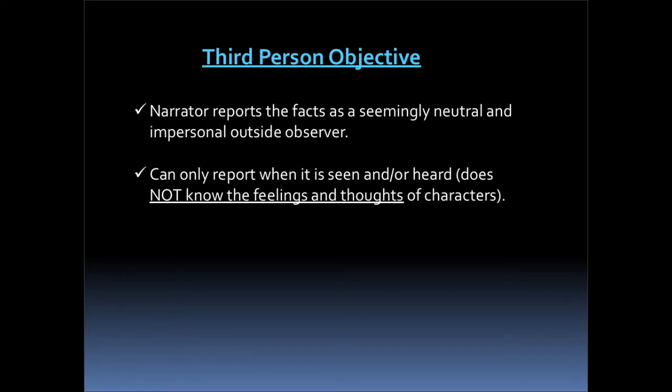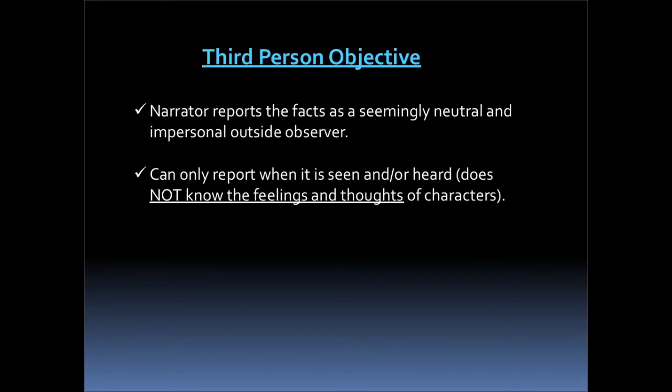It's the same when you are reading these kinds of books, right? The narrator is neutral, reports the facts as a seemingly neutral and impersonal outside observer. Okay, they know just as much about this character as they know about that character. Can only report it when it's seen and or heard. So if there's a behavior or something that one character is noting about another character, it's the only way that we know what's going on. There's no feelings and thoughts, right? It's just that watchful observer, right?